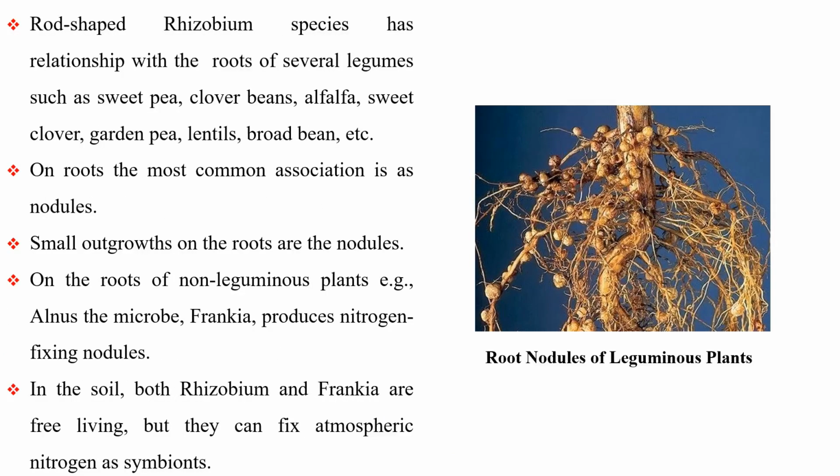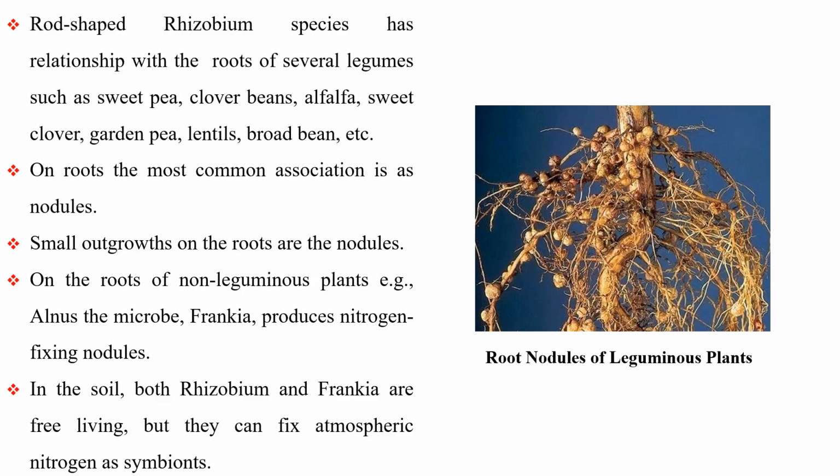Rod-shaped Rhizobium species has a relationship with the roots of several legumes such as sweet pea, clover, beans, alfalfa, sweet clover, garden peas, lentils, broad bean, etc. On roots, the most common association is as nodules. Small outgrowths on the roots are the nodules.